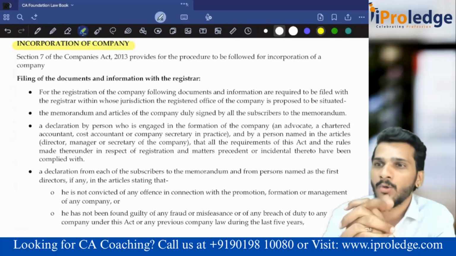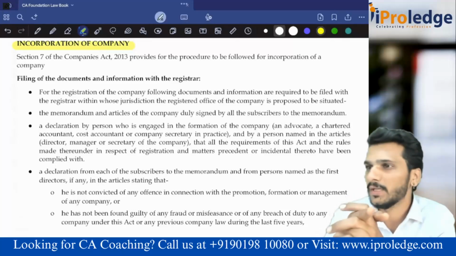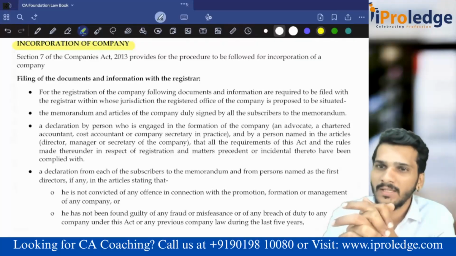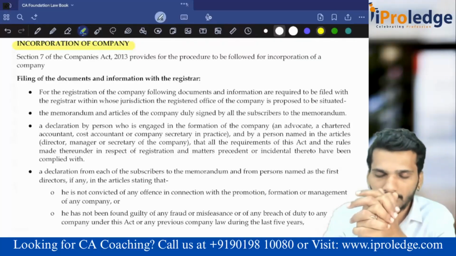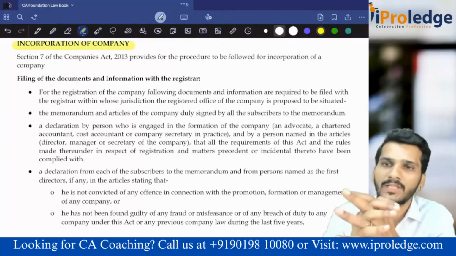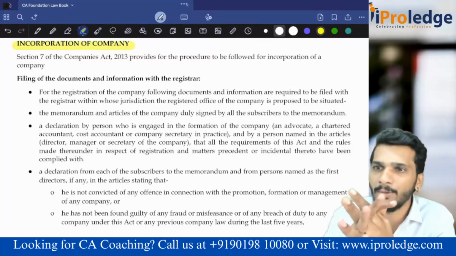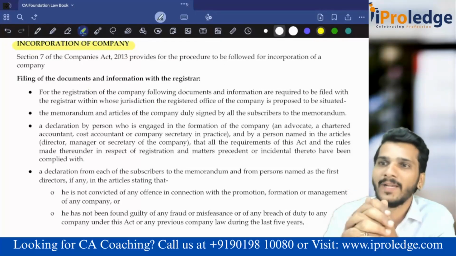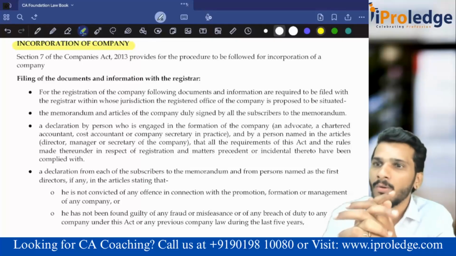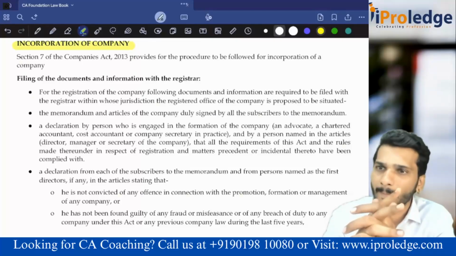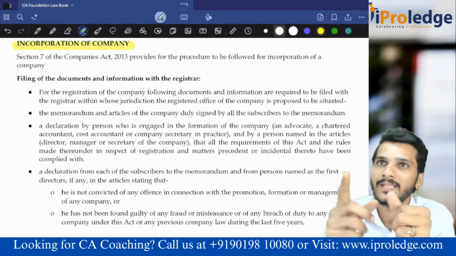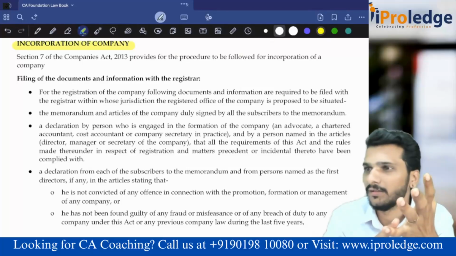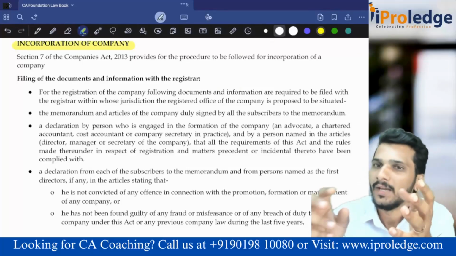Incorporation of a company. To call it a company, first of all, it has to be incorporated. How do you incorporate? There is a procedure. You should file an application in form number INC 32. Don't need to remember INC 32. That form is called SPICE. Now version 2 is called SPICE Plus. SPICE means Simplified Proforma for Incorporating Company Electronically. It is a simplified proforma.